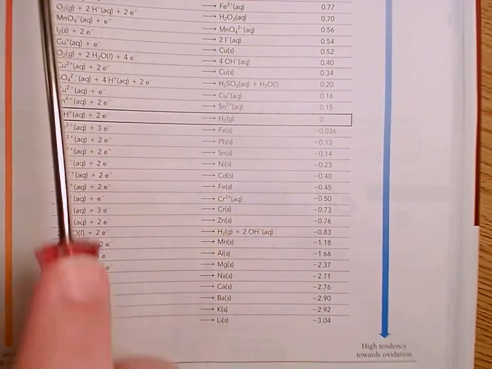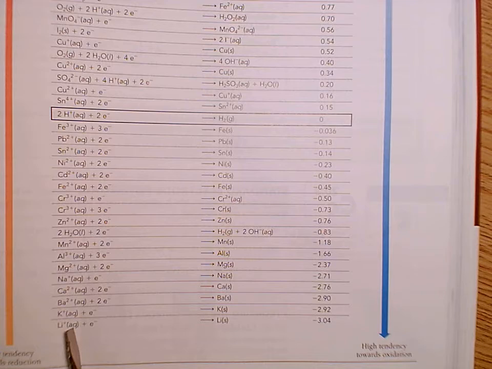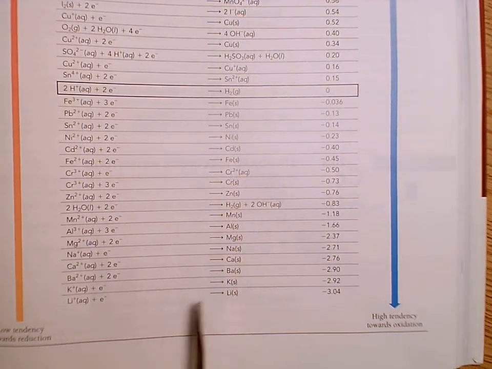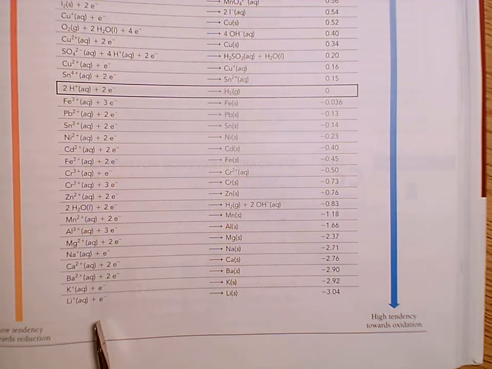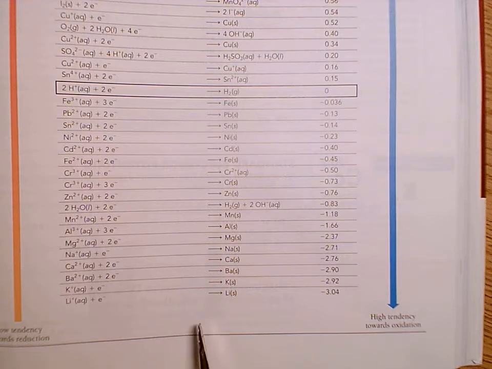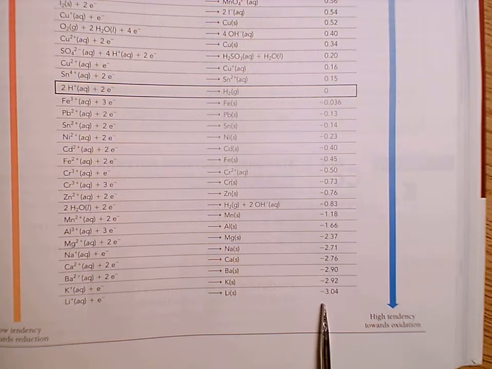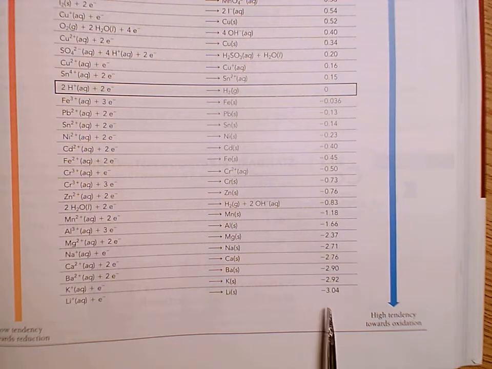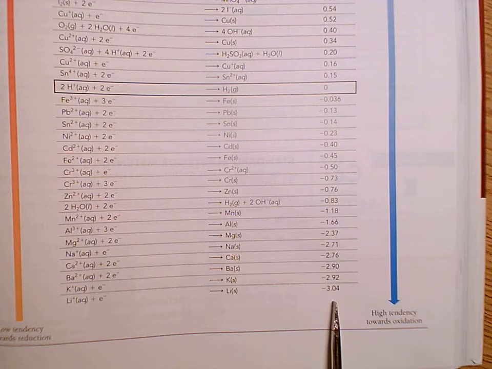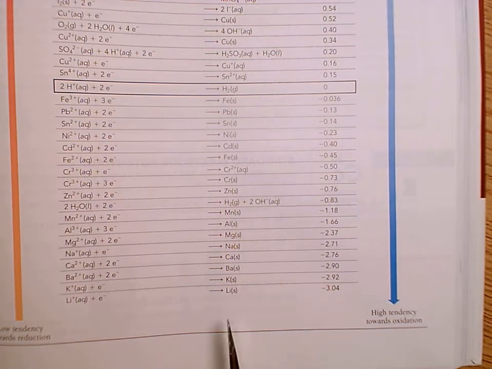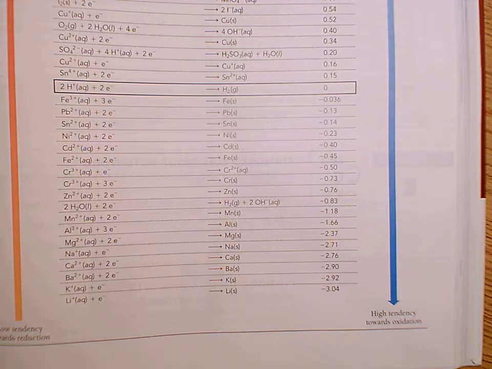So all these are reduction potentials, but what would happen if you reversed this lithium reaction? You wrote lithium solid goes to Li plus and an electron. Well, if you reverse a reaction, what do you do? You change the sign and it becomes positive 3.04 volts, which is a reaction that's very, very likely to occur. Lithium solid losing an electron to form lithium plus ions is very, very likely to occur.